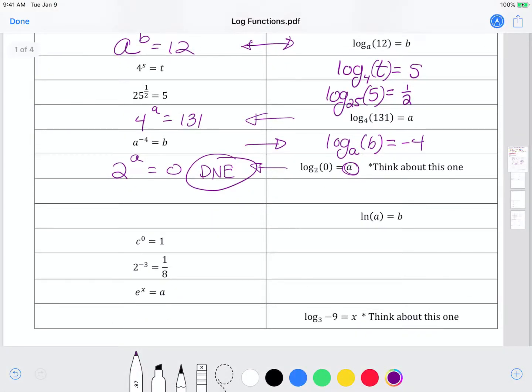Okay, next example is given to us with the natural log. If you see ln, it's the same thing as saying log base e. So my base is e, my exponent is b, and I'm going to set this equal to a.